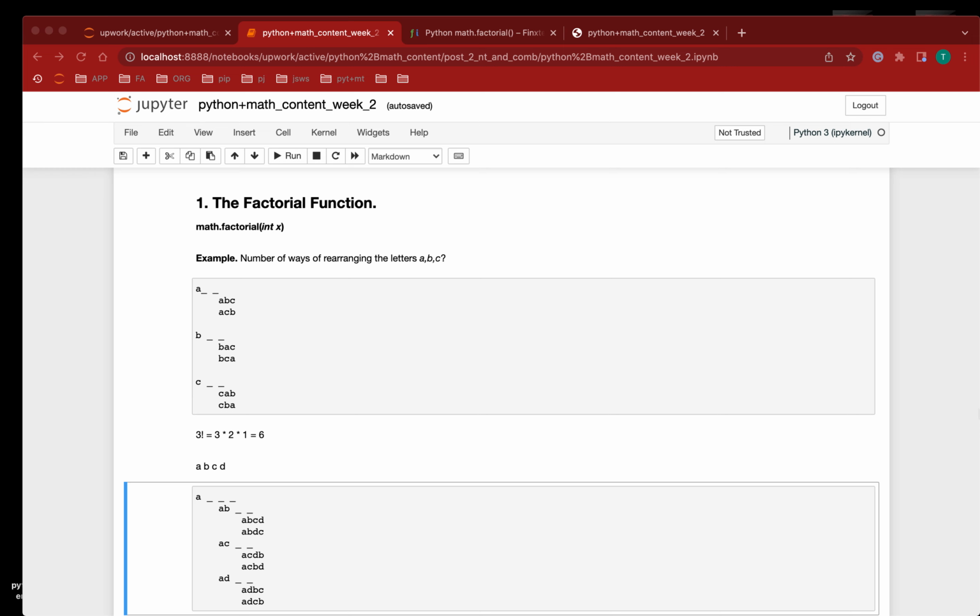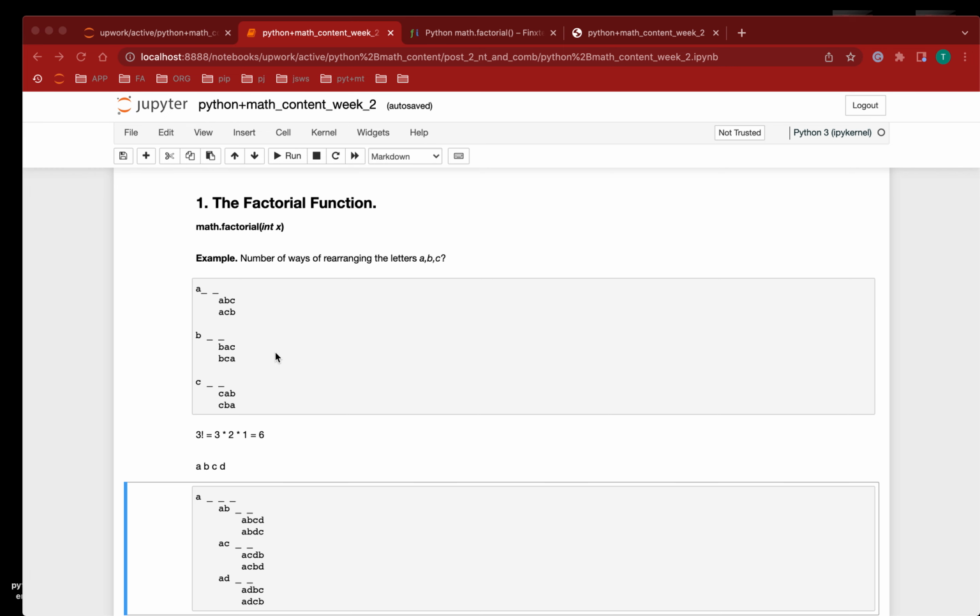To understand the factorial function, let's look at an easy example and understand it well so that we can generalize it to harder examples. Let's count the number of ways of rearranging the letters A, B, and C. Since there are only 3 of them, we can write out all the possibilities: ABC, ACB, BAC, BCA, CAB, CBA. And so there are 6 possibilities.